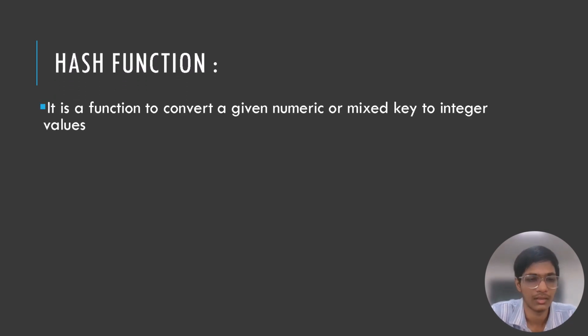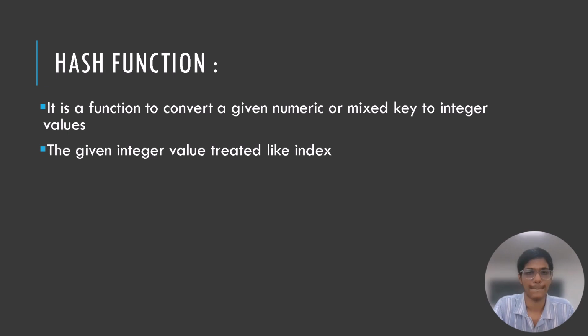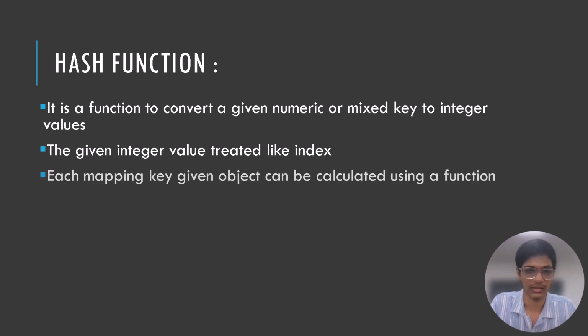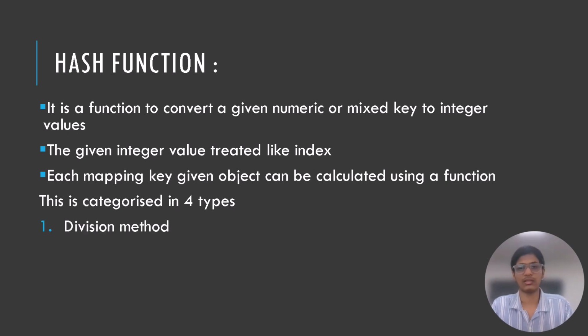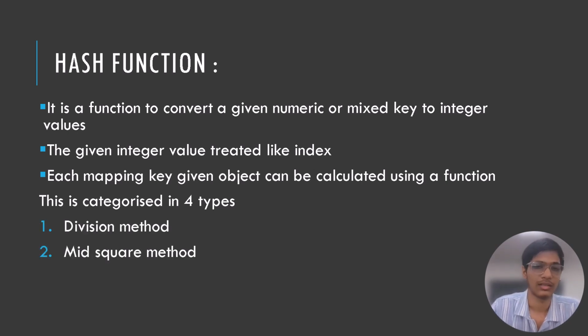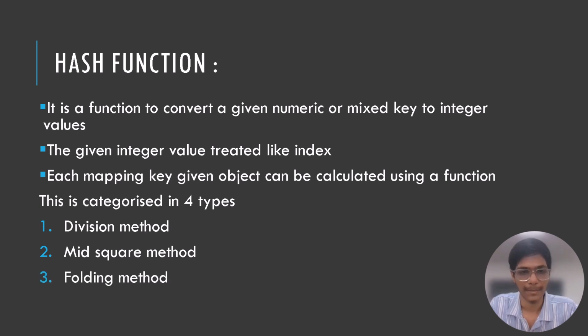Let us see the hash function. It is a function to convert the given numeric or mixed key into integer values. The given integer value is treated like an index, as we saw in the previous slide. Each key is mapped to an object that can be calculated using the function. This is categorized into four types. First, the division method. Second, the mid-square method. Third, the folding method. Fourth, the multiplication method.